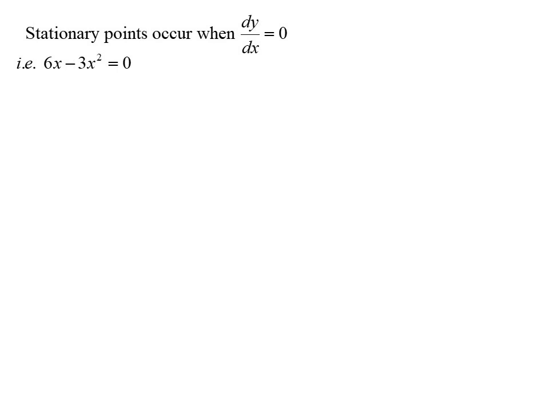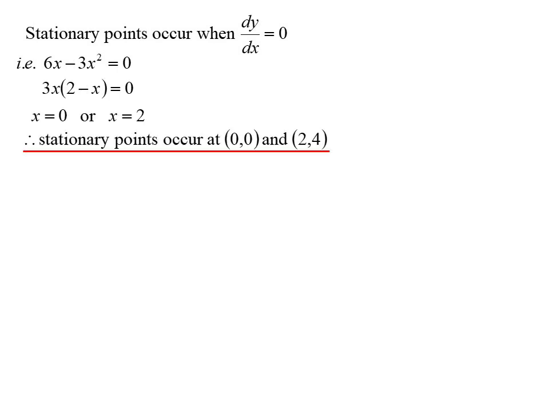6x minus 3x squared equals 0. Very simple one to solve. We get two possibilities. x equals 0 and x equals 2. We can sub that back into the function itself to get the y values. We've got our points. We want to know what type of stationary points they are. And we're only using the first derivative for this.